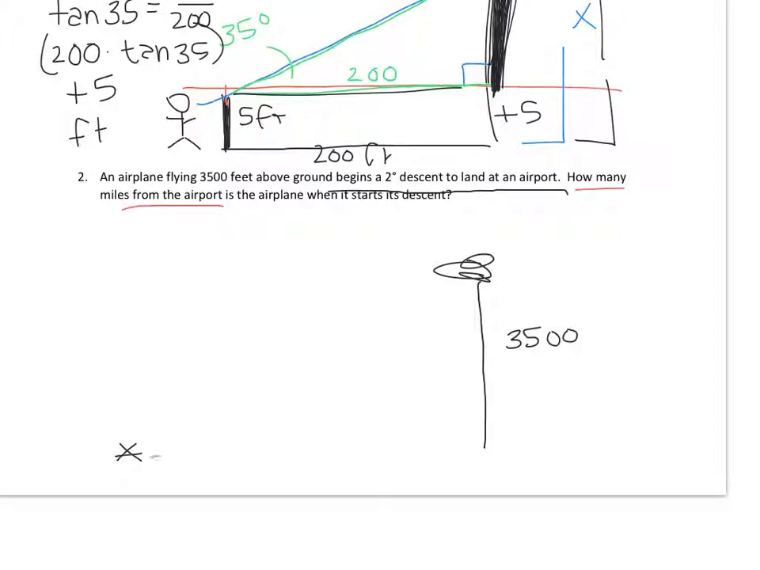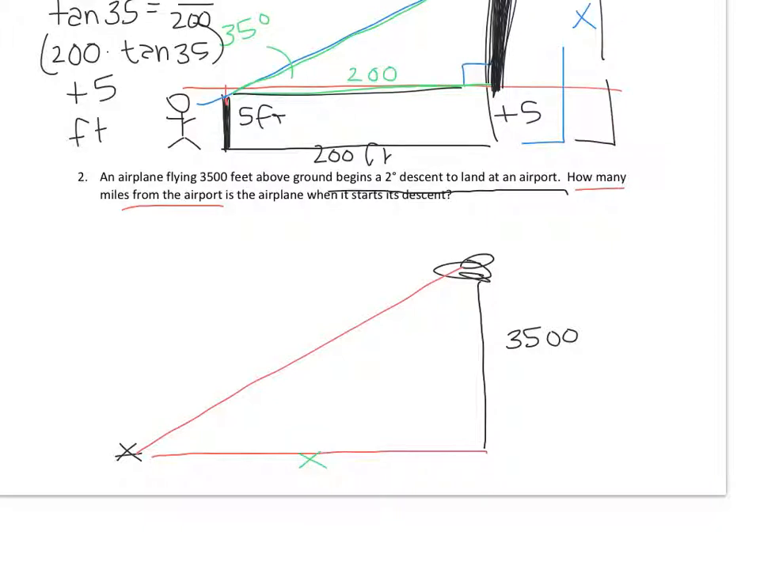So when we're talking about miles from the airport, you're talking about this distance right here, unless it says the actual distance between the airplane and the airport. The actual distance between them would be this distance right here. Talking about ground distance is this distance. So we'll call this x.